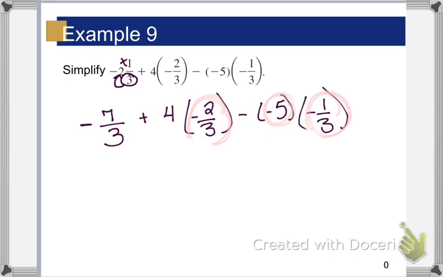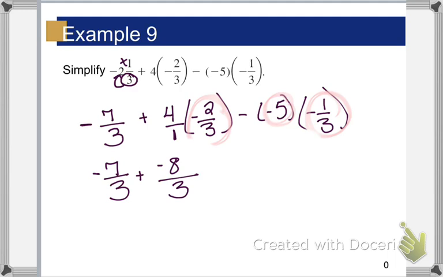Okay? So I'm just going to rewrite my negative 7 over 3. This is 4 over 1 times negative 2/3. What's 4 times negative 2? Good. 1 times 3. Good. I always deal with that negative sign in my numerator. I always deal with it in my numerator.